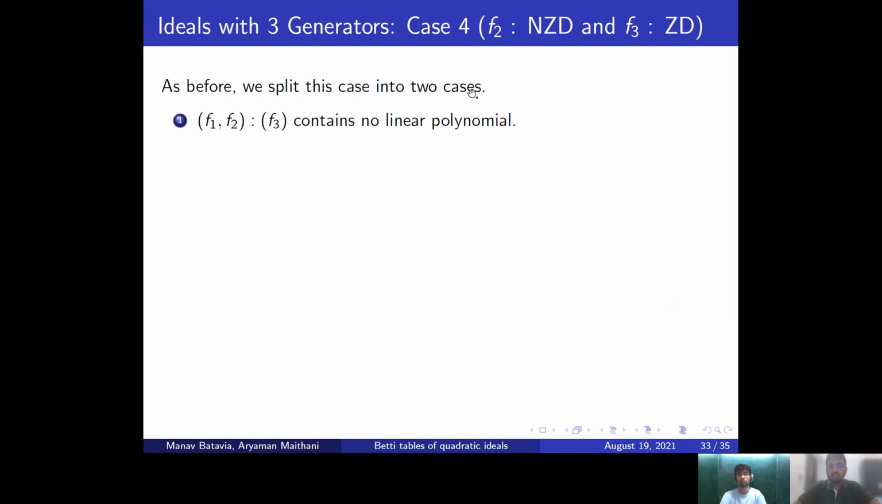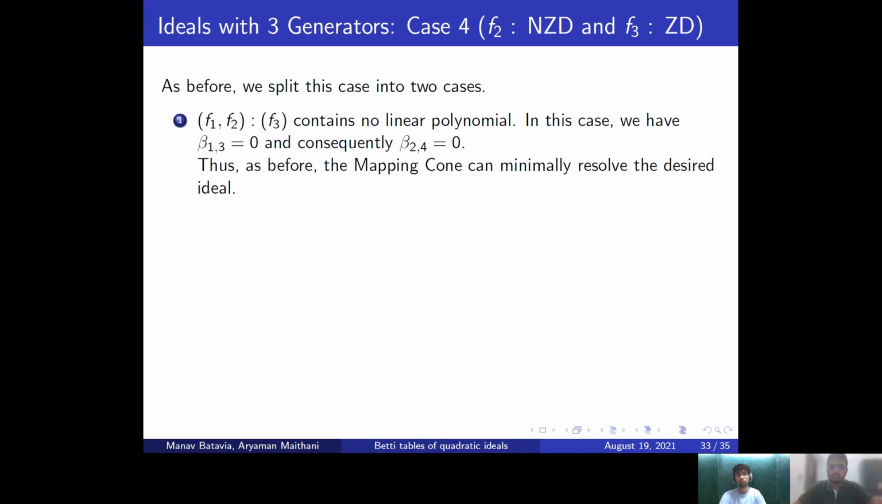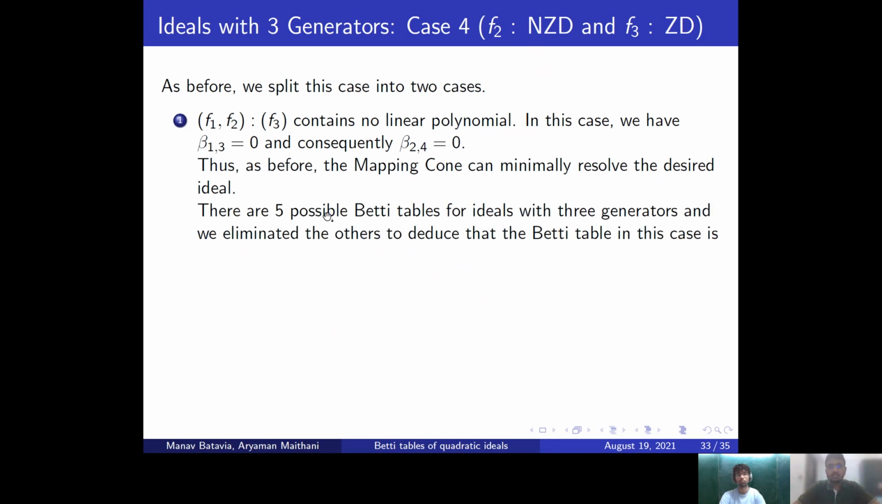This is how we do it. We split this case into two cases, as I just mentioned. First, (f1, f2) : f3 contains no linear polynomial. In this case, we have that β1,3 is 0 and β2,4 is 0. This is just saying that j must be greater than or equal to 3, and j must be greater than or equal to 4, and j must be greater than or equal to 5. As before, the mapping cone can minimally resolve the desired ideal.